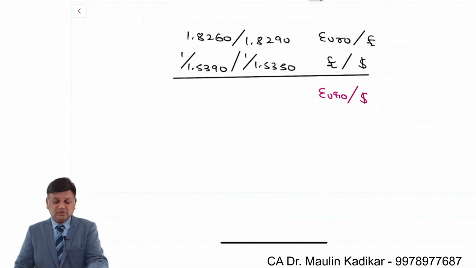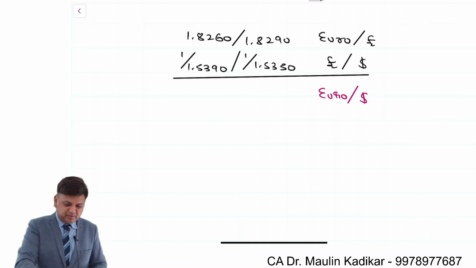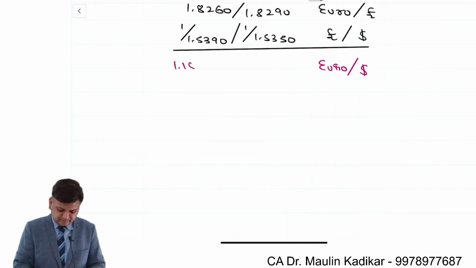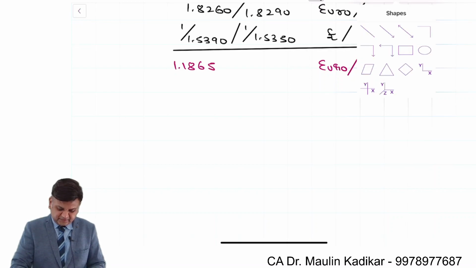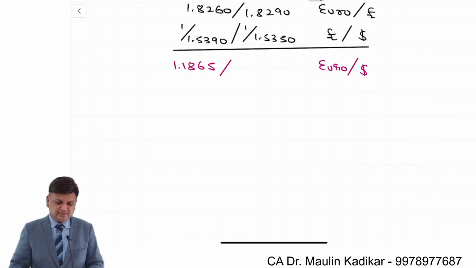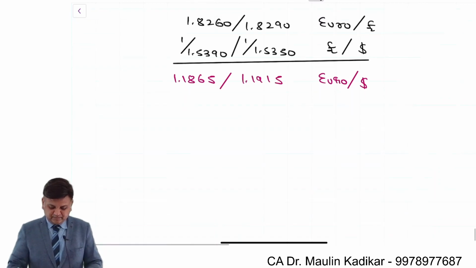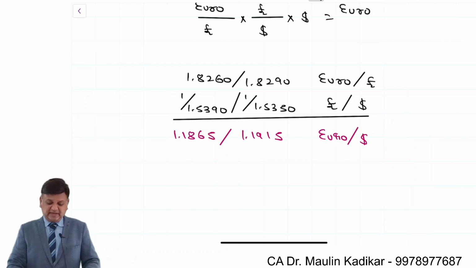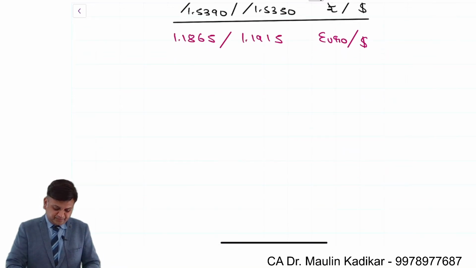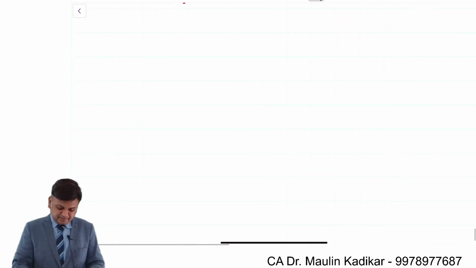Okay. So what will happen? It is 1.8260 divided by 1.5390, 1.1865 slash 1.8290 divided by 1.5350, 1.1915. That is the way the exchange rate will be calculated. We understand that when you convert the dollar into euro, you will get less amount of the euro.